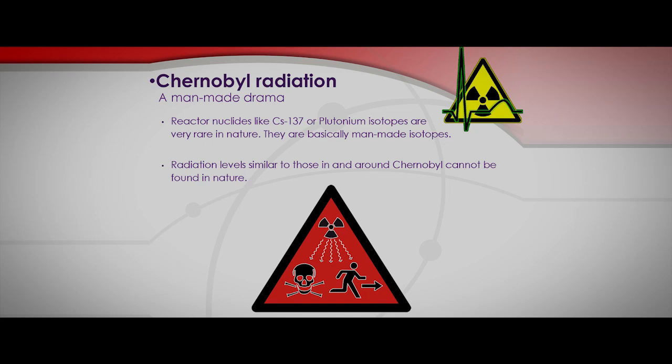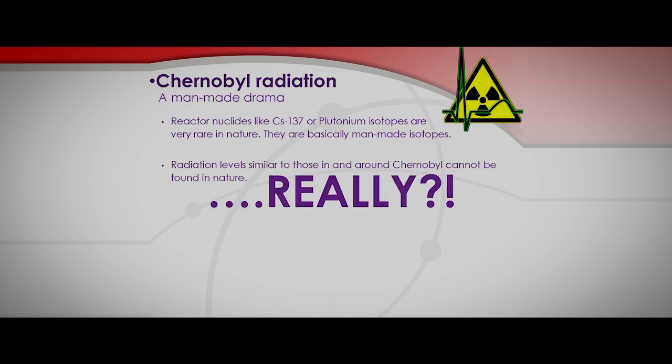Now, reactor nuclides like cesium-137, or plutonium isotopes are very rare in nature. They're basically man-made isotopes. Radiation levels similar to those in and around Chernobyl cannot be found in nature. Really? Well, let's check that out.